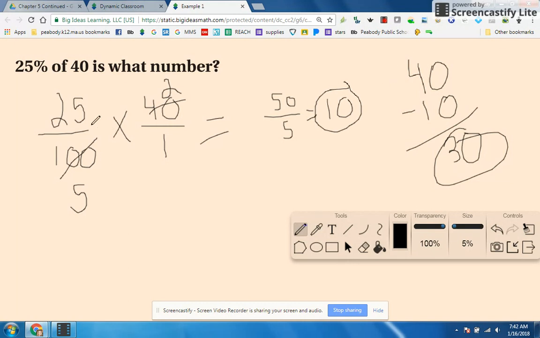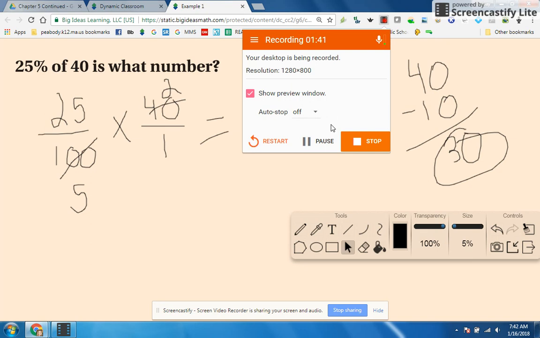But you don't have to do that because it's just asking us what 25% of 40 is, what number. So this would be your final answer. Just wanted to show you an example. Okay, so let me get one for you to try.